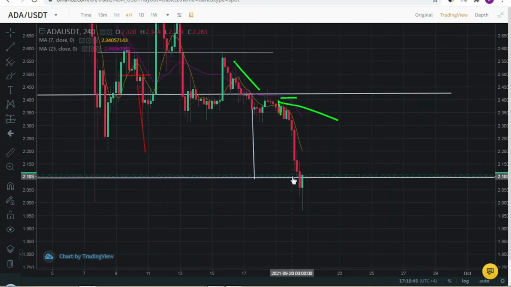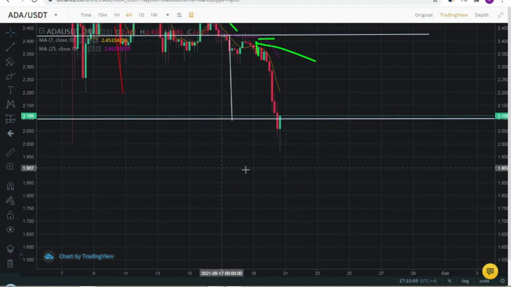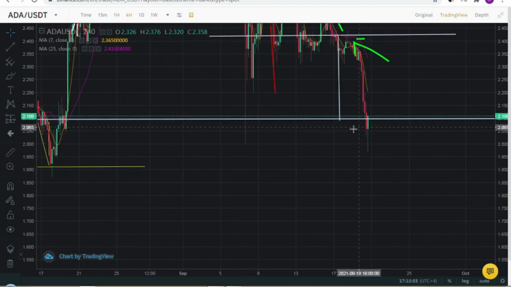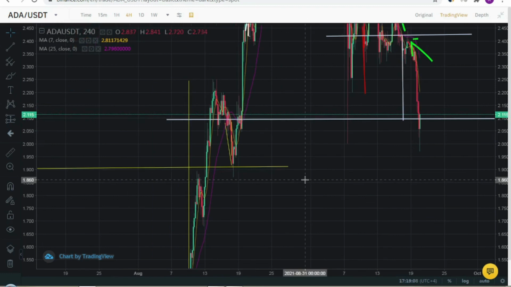If this candle closes below here, we will form another support somewhere here, and this support here will become our resistance. So if we close above it, it will become our support. If we close below it, it will become our resistance.